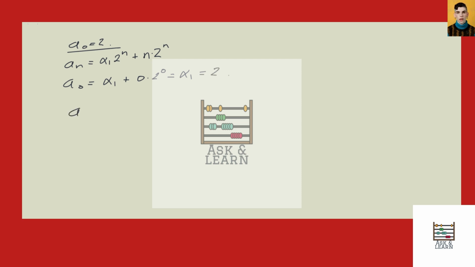So then your solution is given by 2 times 2^n plus n times 2^n. And we can factorize this as (n+2) times 2^n, which is a_n.